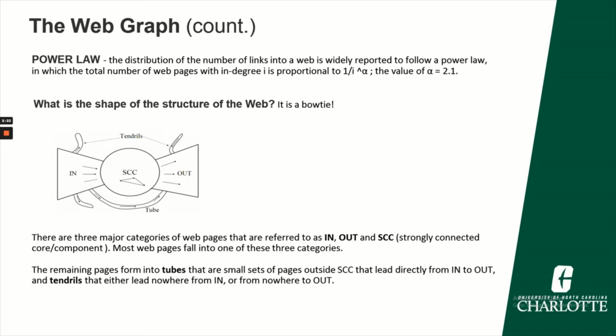But coming to the distribution of those links on the web, it's widely reported to follow a power law, where the total number of web pages with in degree i is proportional to 1 over i to the power of alpha, where alpha is known to be 2.1 based on research.